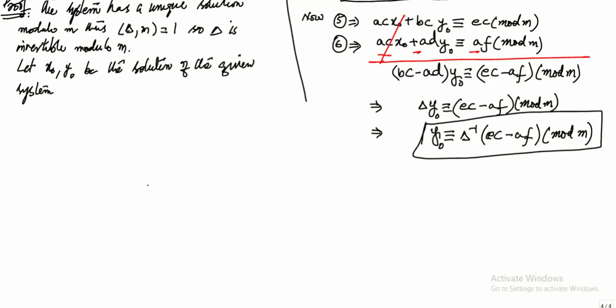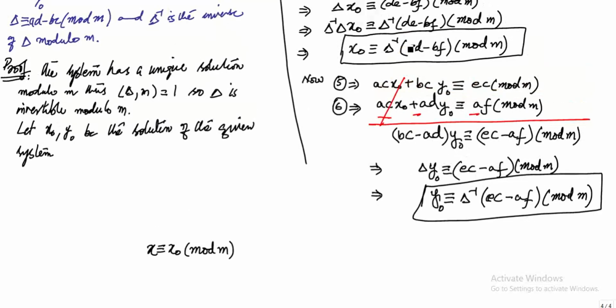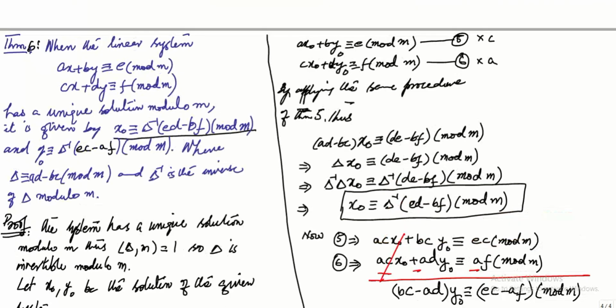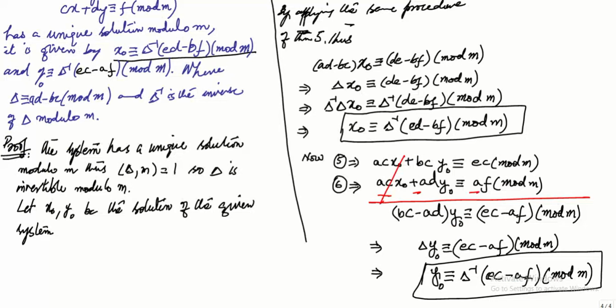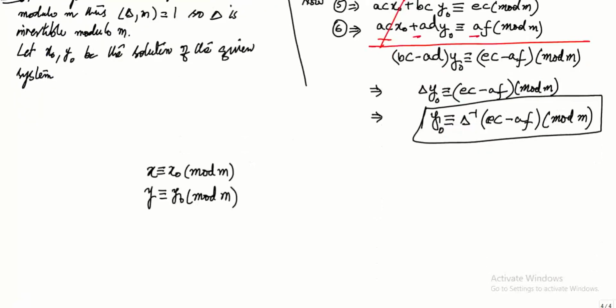So you can write x is congruent to x null, because x null and y null are the solution, modulo m, and x null is actually delta inverse times ed minus bf modulo m. Similarly, y can be written as y congruent to y null modulo m. So by using this result, any system of 2 by 2 linear congruence can easily be solved in 2 steps. Okay, just 2 steps. For example, consider a very simple example here.